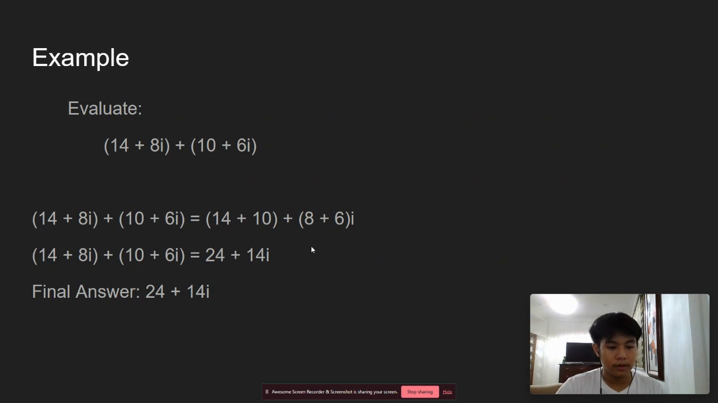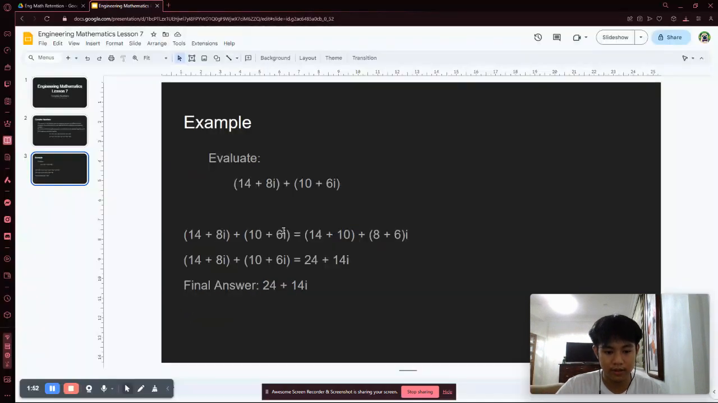The first thing you have to do is to group the real numbers and the imaginary numbers together. So in this example, we group 14 and 10 because they are both real numbers. They have no imaginary symbol after them. So it will be 14 plus 10 plus, since the symbol here is plus, it is plus here and then plus inside the quantities as well.